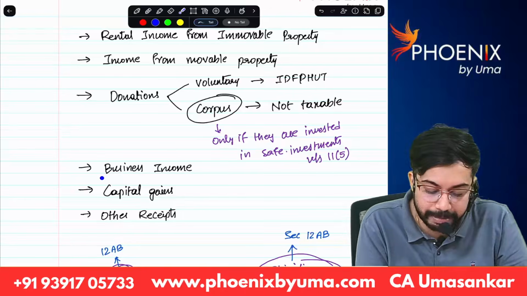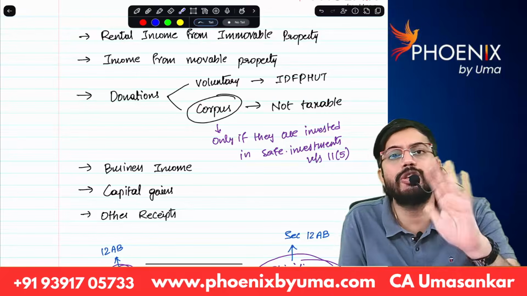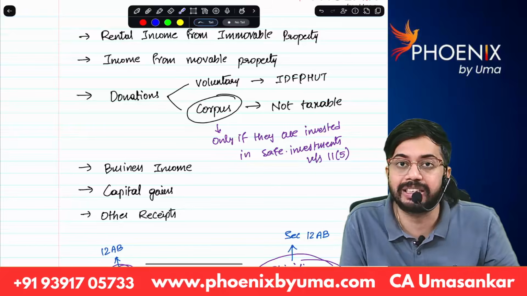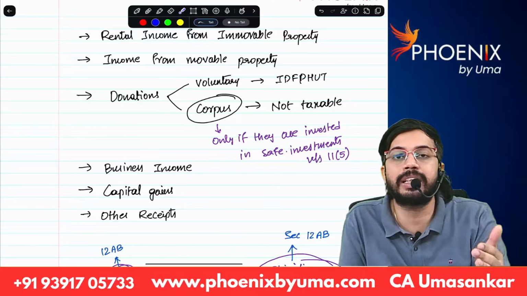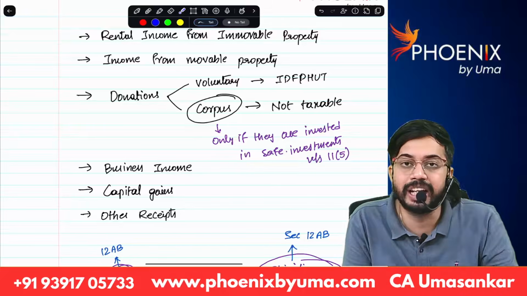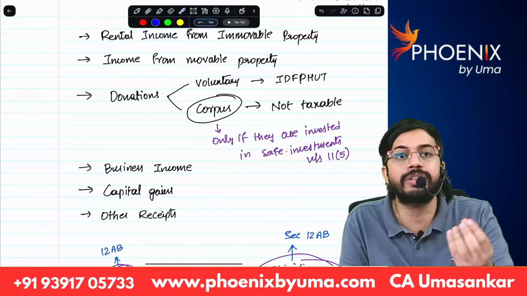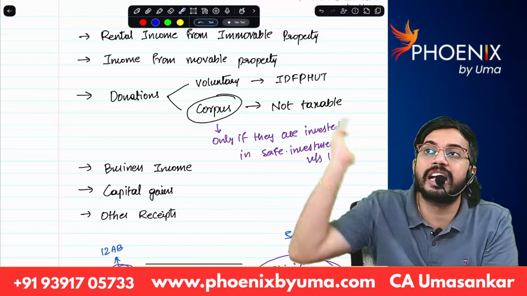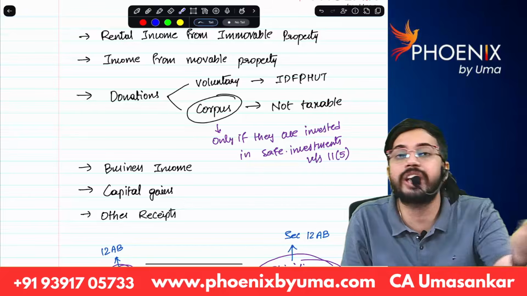Next, business income. See, a trust can do business, but that business should be incidental to the main object of the trust. ISKCON is there. Their main object is promotion of the Krishna religion. With regard to that, they are going to sell Krishna books. The selling of Krishna books is incidental to the main objective of promoting the Krishna religion.